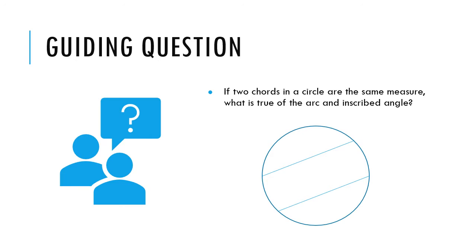If two chords in a circle, remember this is a chord right here, have the same measure, what is true of the arc, this arc right here, and this arc, and the inscribed angle, this angle right here, and this angle right here? So what is true of those two arcs and those two angles if these two chords are the same?